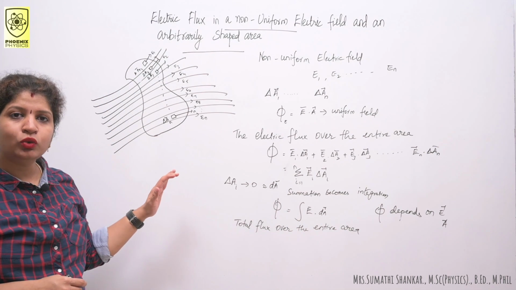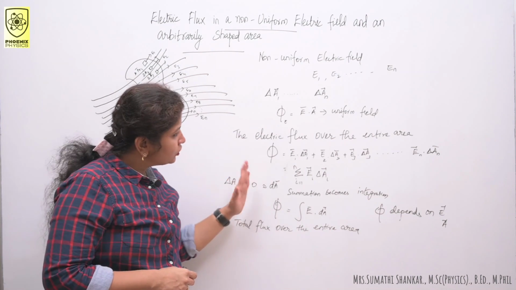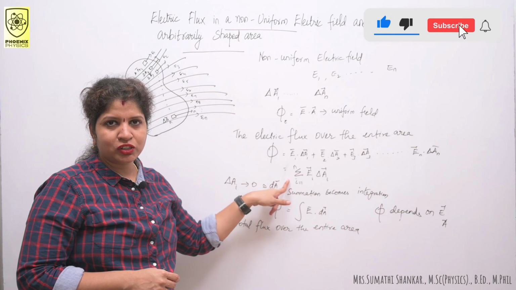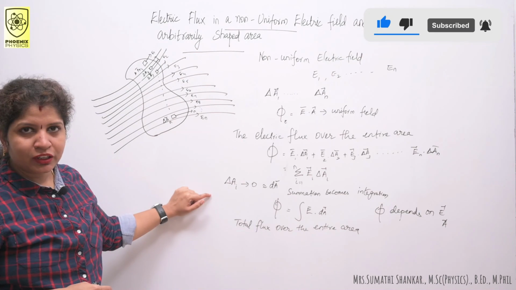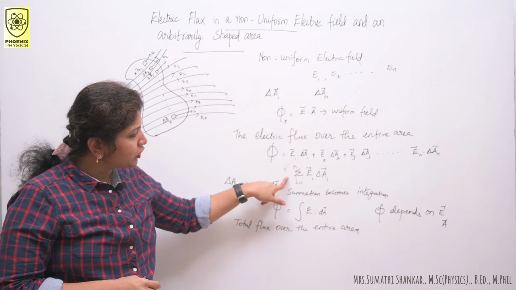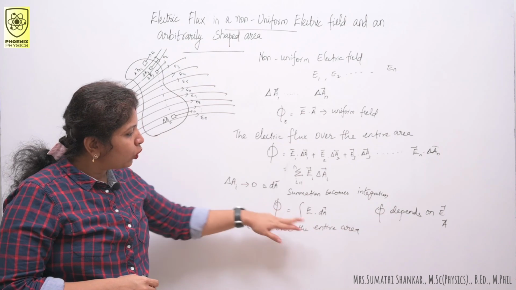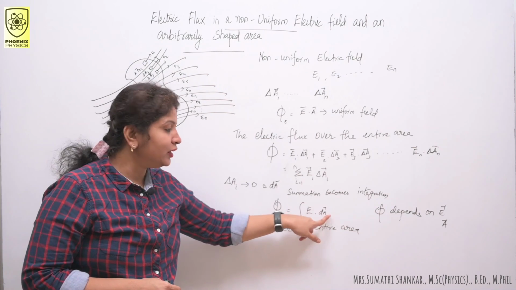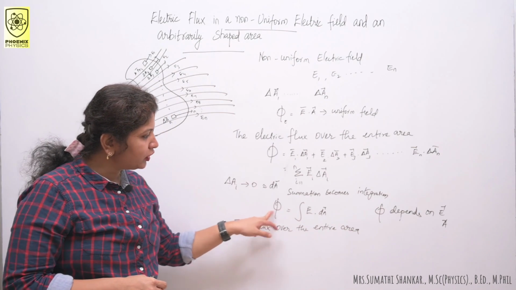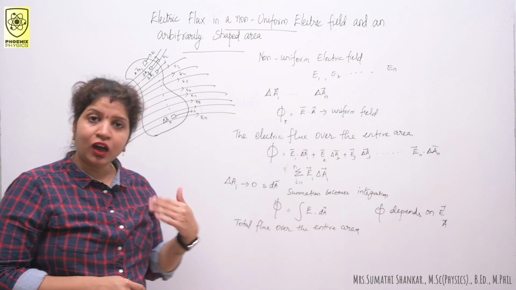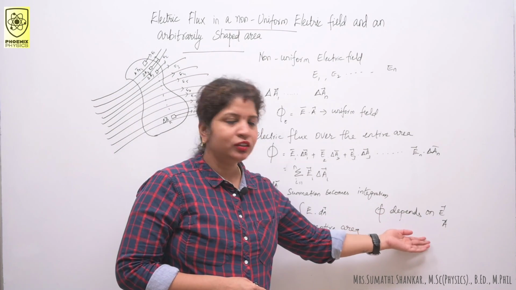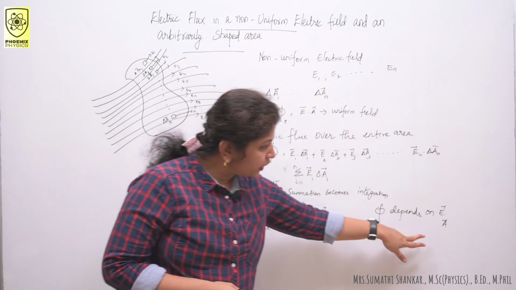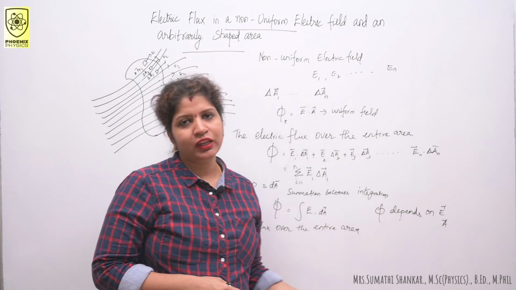Then how do you find out the total flux? Just add all the terms. In order to generalize this equation, I am introducing summation. Then you apply the limit. If you apply the limit, summation becomes integration. Total flux over the entire area is phi is equal to integral E vector dot dA vector. So phi depends on E and A vector, or we can say phi depends on the electric field pattern on the surface and the orientation of the surface with respect to the electric field.